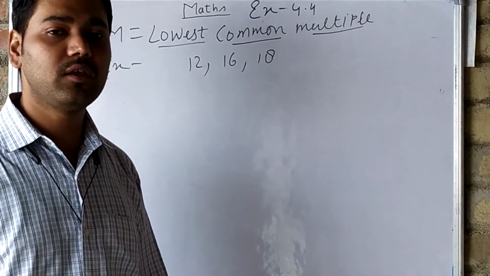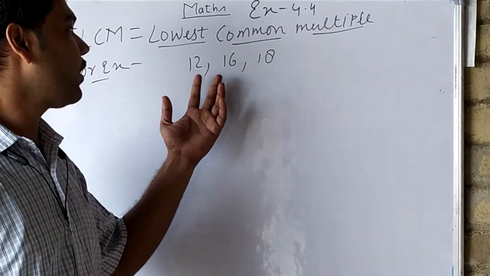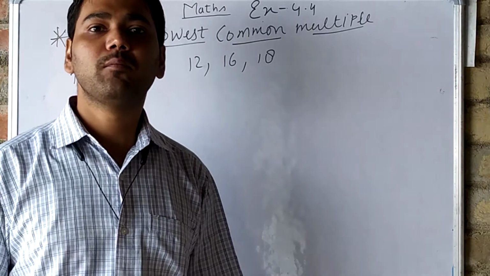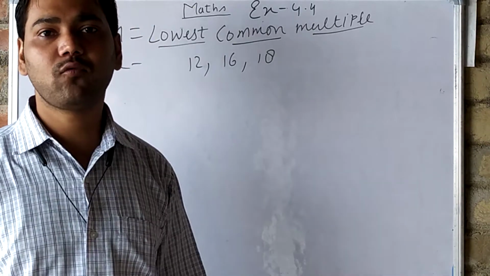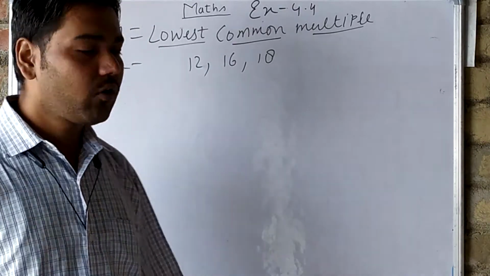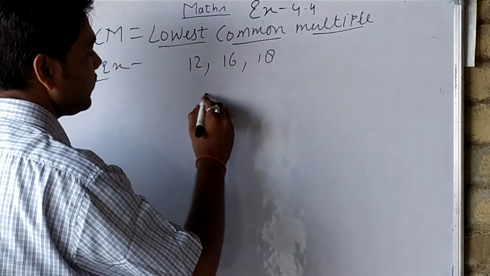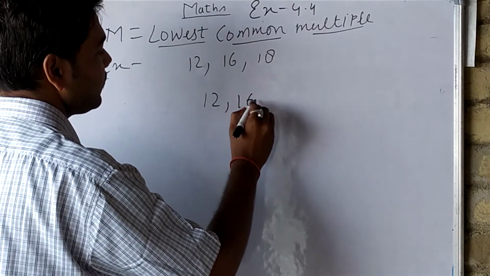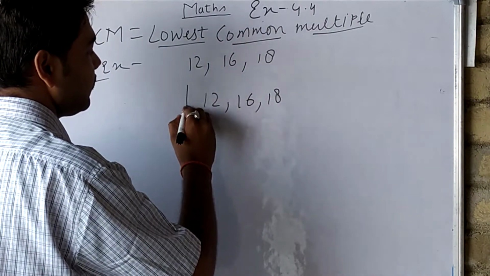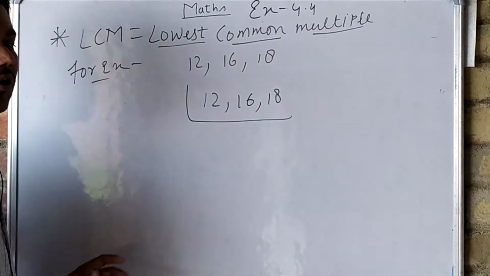In doing HCF, what we have to do? We have to find the factors of each separately. But in LCM, what we have to do? We have to take all three. To find the factors of 12, 16 and 18, we will take all together.